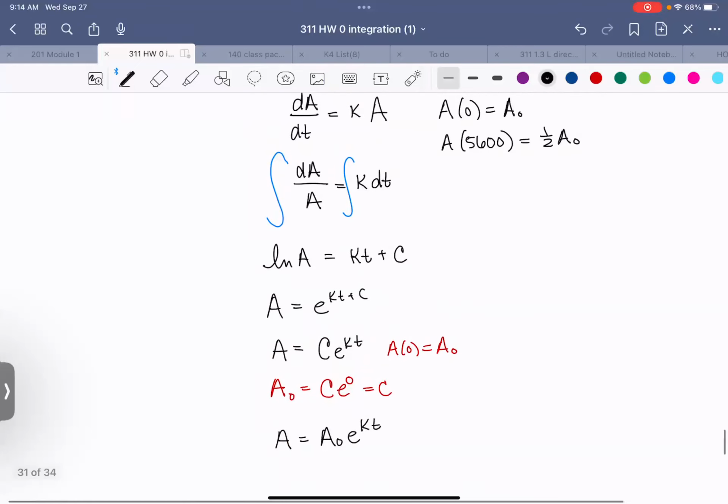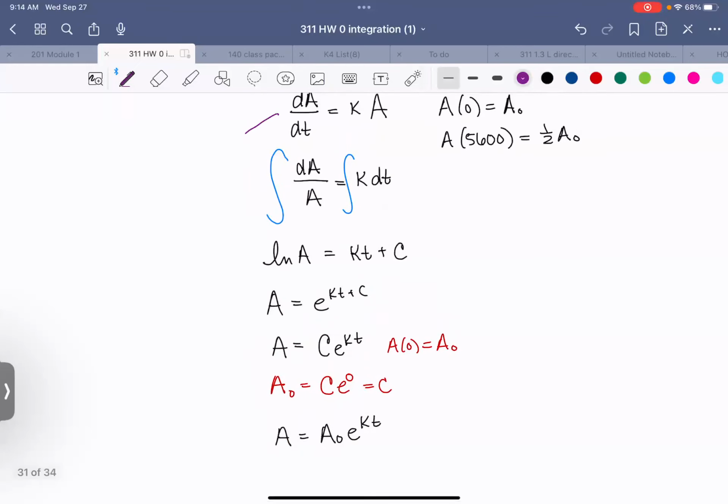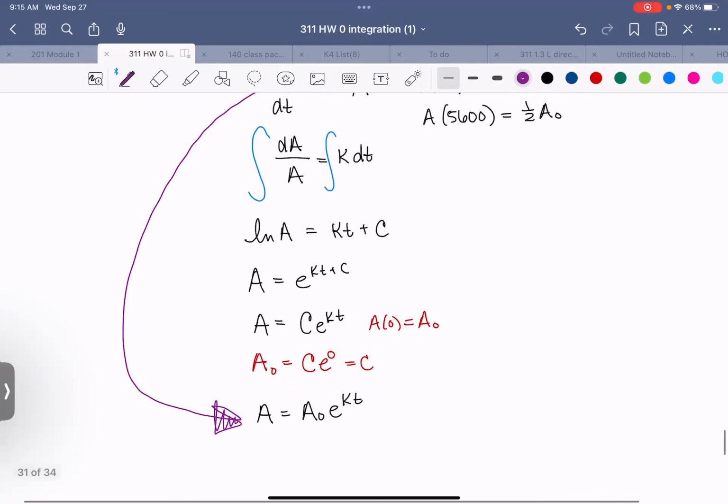Now, have we shown that every time we solve something that looks like this, we get something that looks like this? Yes. And on homework, that's fine. But on exams and quizzes, I want you to show me that you know how to get there. So you want to start from an initial value problem and get to the model. From here, you're going to use those constants. So we still have A of 5600 equals 1/2 A naught to use to find the k. But I just want to check in and make sure you're all at the same place.